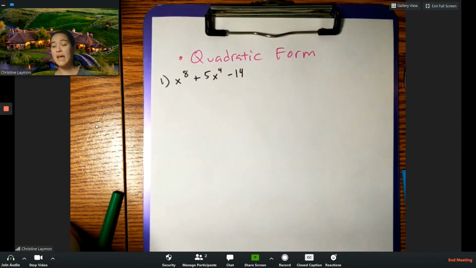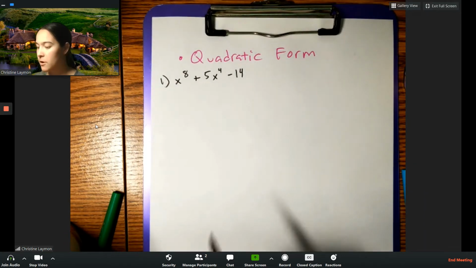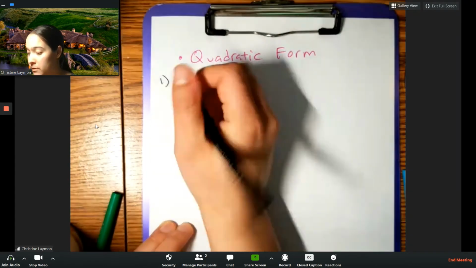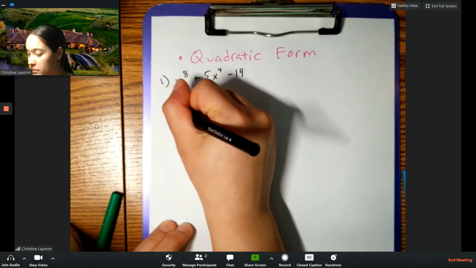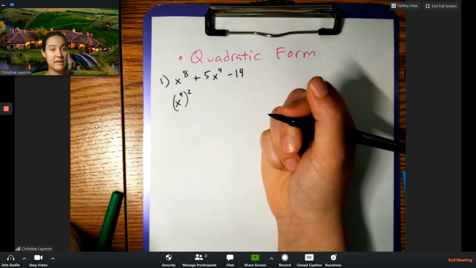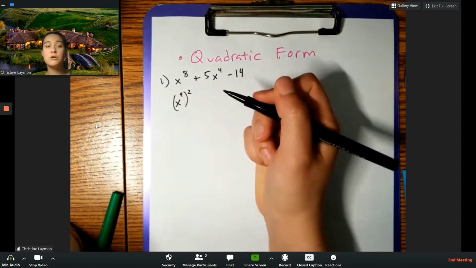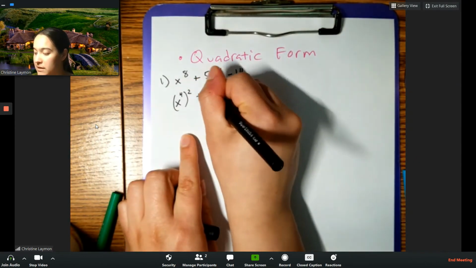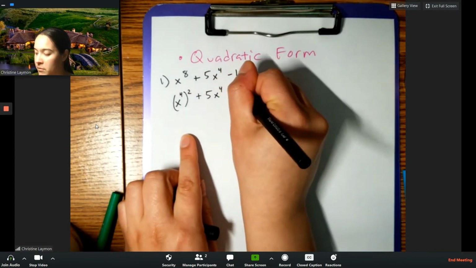Now notice that it actually has a quadratic form to it. If I'm talking about x squared and then x, the x squared is just the middle term squared. Well, that same pattern is hiding here, and I can rewrite it to show that. X to the 8 is the same thing as this middle term, x to the 4, squared. That's by exponent rules. Power to a power multiplies. 4 times 2 is still 8. So plus 5x to the 4 minus 14.